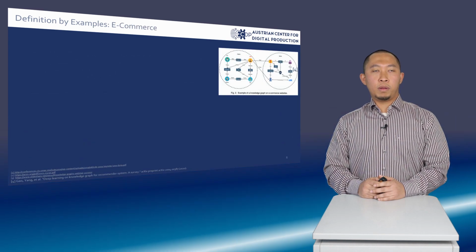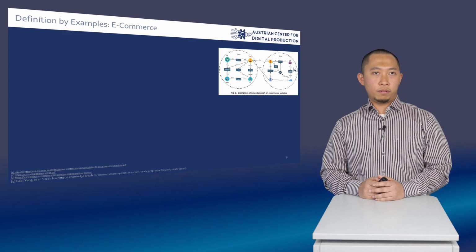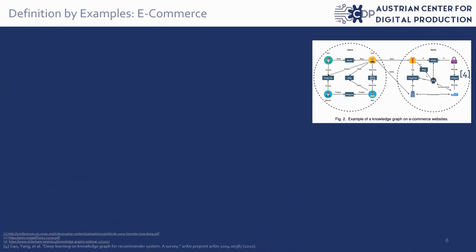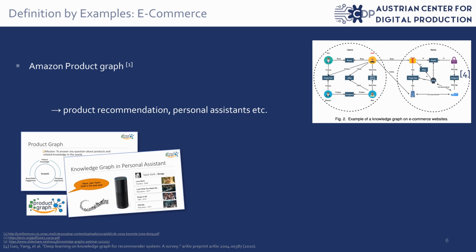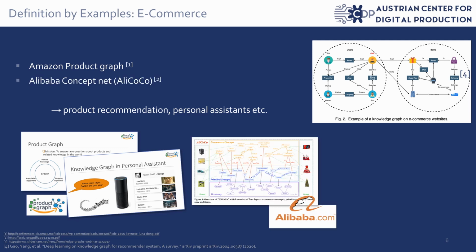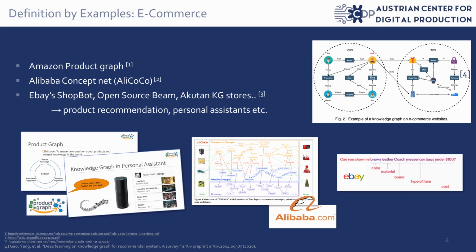And let's take a look at the implementation of Knowledge Graph in commercial platforms. For example, as you can see, Amazon provides this Knowledge Graph product that is used to provide a better platform to recommend products and also provide the user with personal assistance. And here it's also the same with Alibaba, which also provides this knowledge graph to improve their platform, and also with eBay, which has the open source Beam, Ekutan knowledge graph stores, and etc.